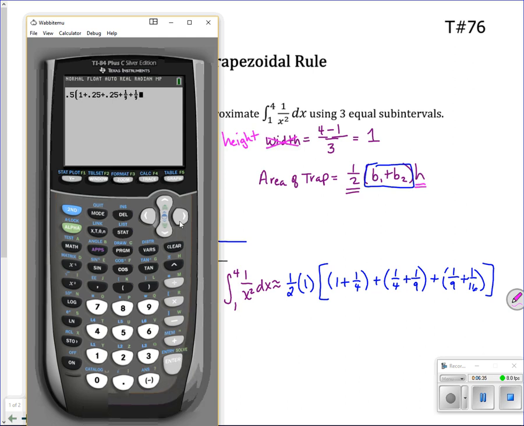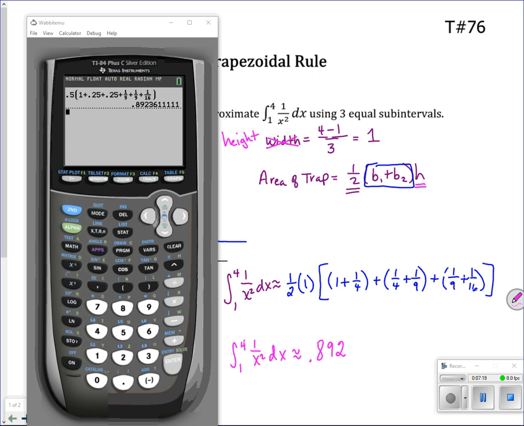Again, this is if you had a multiple choice and they had a calculator portion and they had the decimal answer. So I have 1/2 times all that stuff, and I hit enter. And so this decimal, by the trapezoidal sum, would be approximately 0.892.